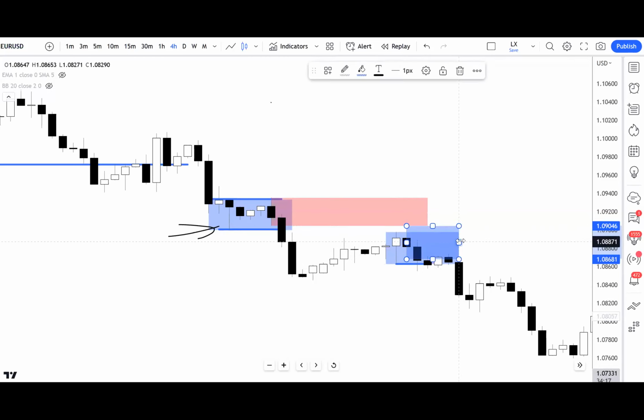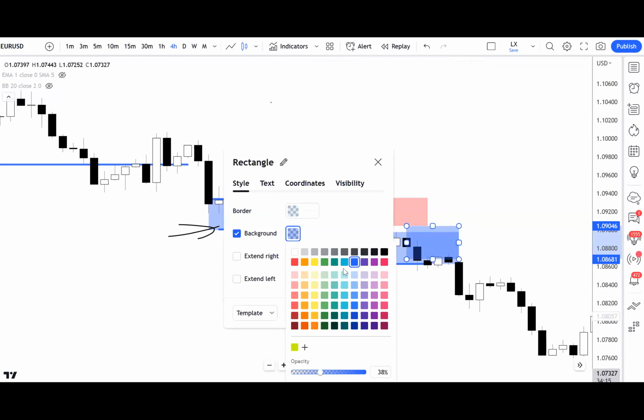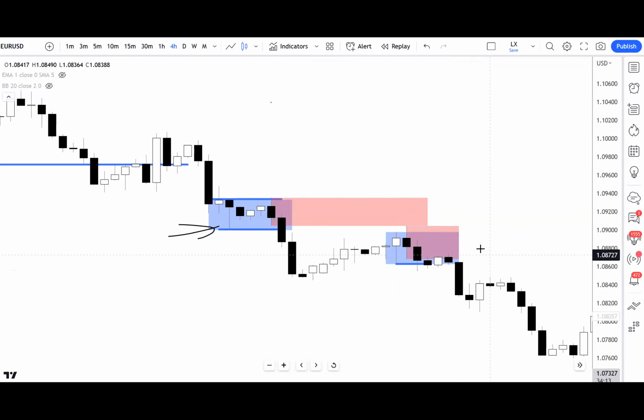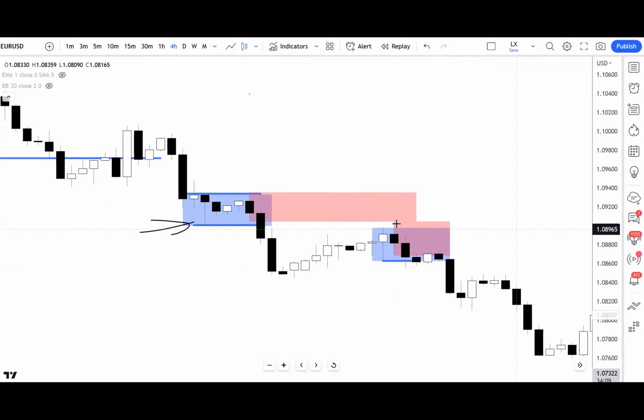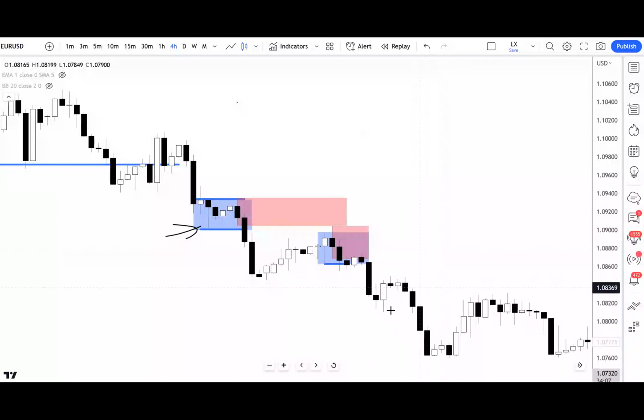So again, it's the same idea. The range might differ slightly depending on which method you use, but you can see price again broke through, retested before it continues to the downside. Okay, so we have the same idea here.